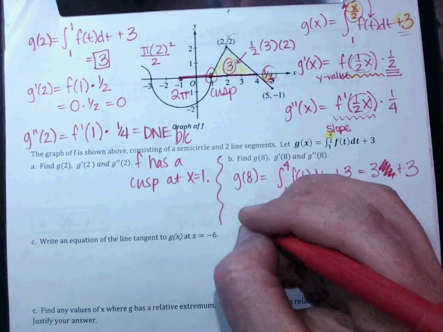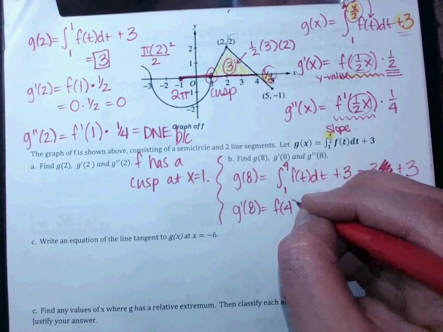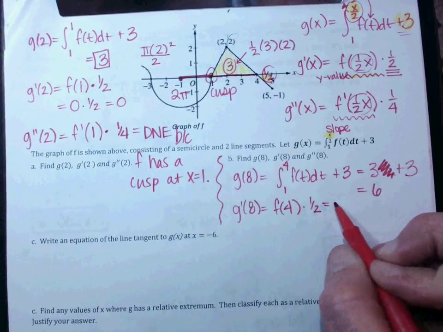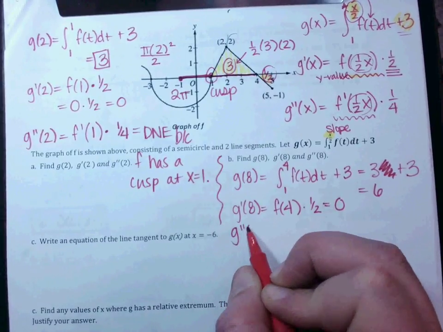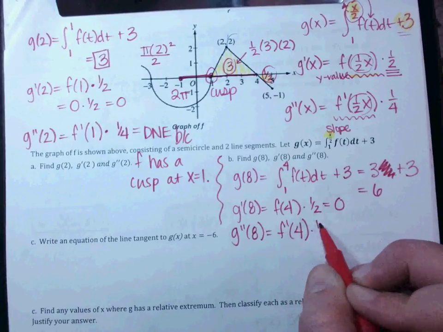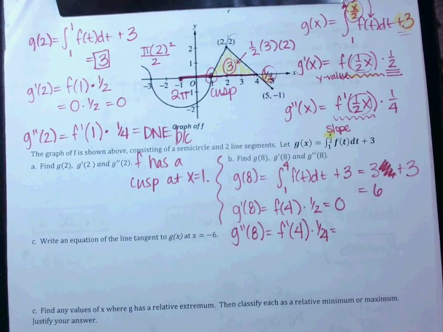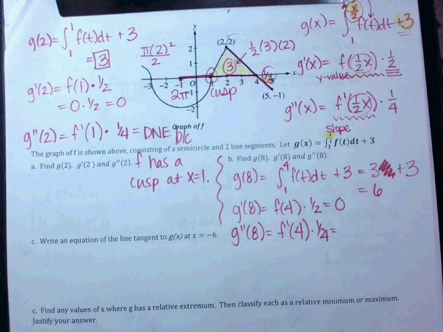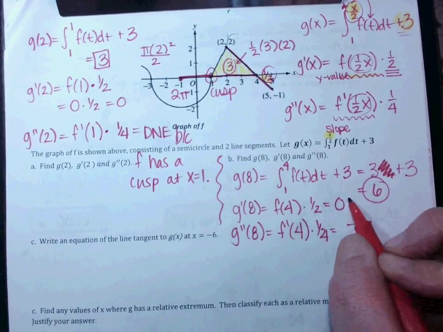Okay, g prime of 8 would have been f of 4 times a half. What is f of 4? 0. Half of 0 is still 0. Okay, g double prime of 8 would have been f prime of 4 times a half, or a fourth. And then f prime at 4, what is the slope of this line segment? -1. -1 times a fourth is -a fourth. We all get those?